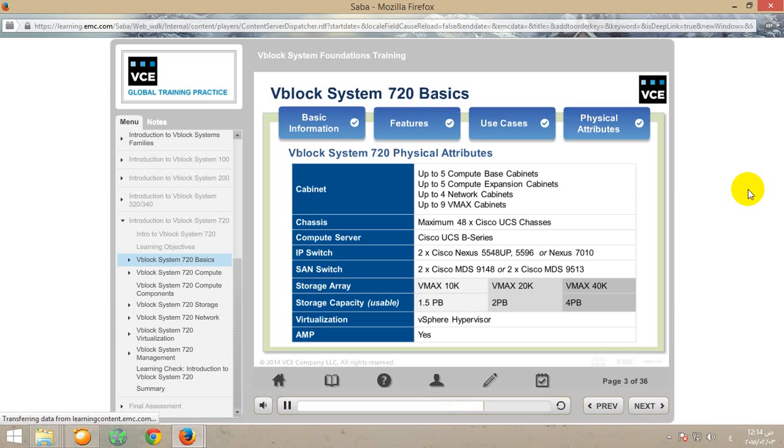As you already learned, these systems utilize the EMC VMAX storage products, including the VMAX 10K, VMAX 20K, and VMAX 40K, with distinct storage capacities as listed here. The vBlock System 720 comes with the VMware vSphere hypervisor and has a physical AMP, which we'll provide more details on later.